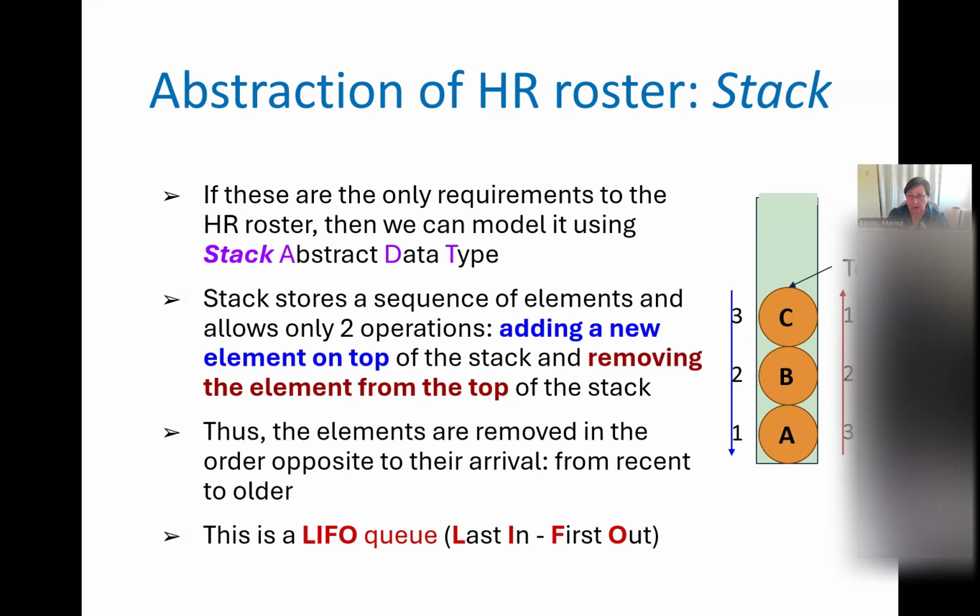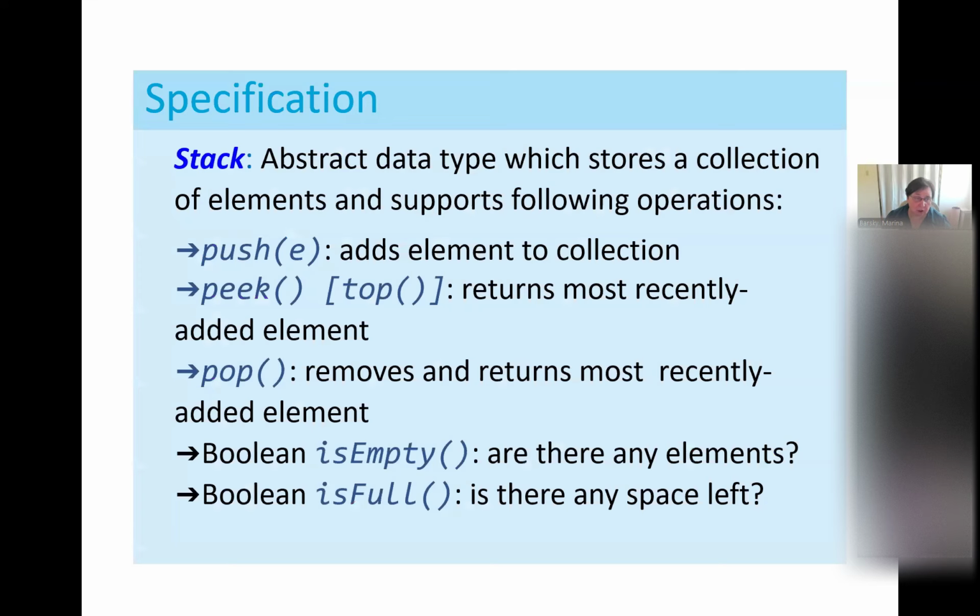So this is a one-ended kind of data type. Only one end interests us. We are interested only in one end. So stack, here is the specification, an abstract data type which stores some collection of elements and supports the following operations: push and pop. Push adds an element to the collection. Pop removes and returns the most recently added element. It also has a read operation, which can be called peek or top. See, here it's called top. In the queue, it was called front. Here it is called top.